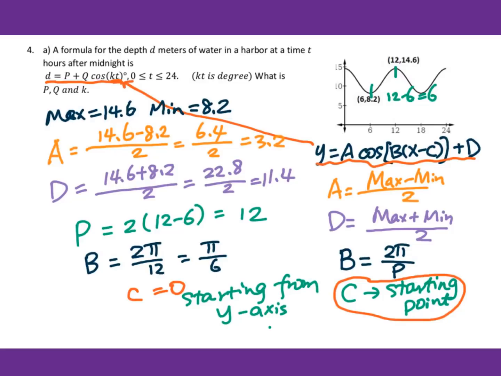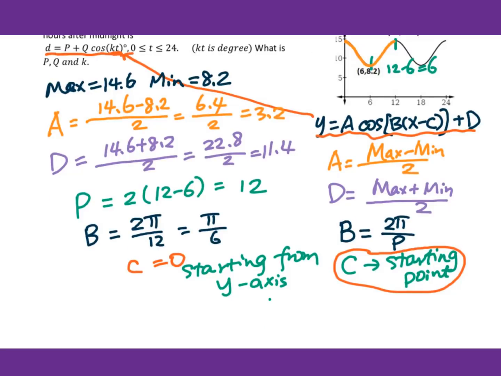So we sketch the graph like this. This is your starting point. Cosine, that's the pattern. This pattern tells us it's a positive cosine x pattern. Therefore, we can write down our equation now. Y equals A, that's a 3.2, this positive.